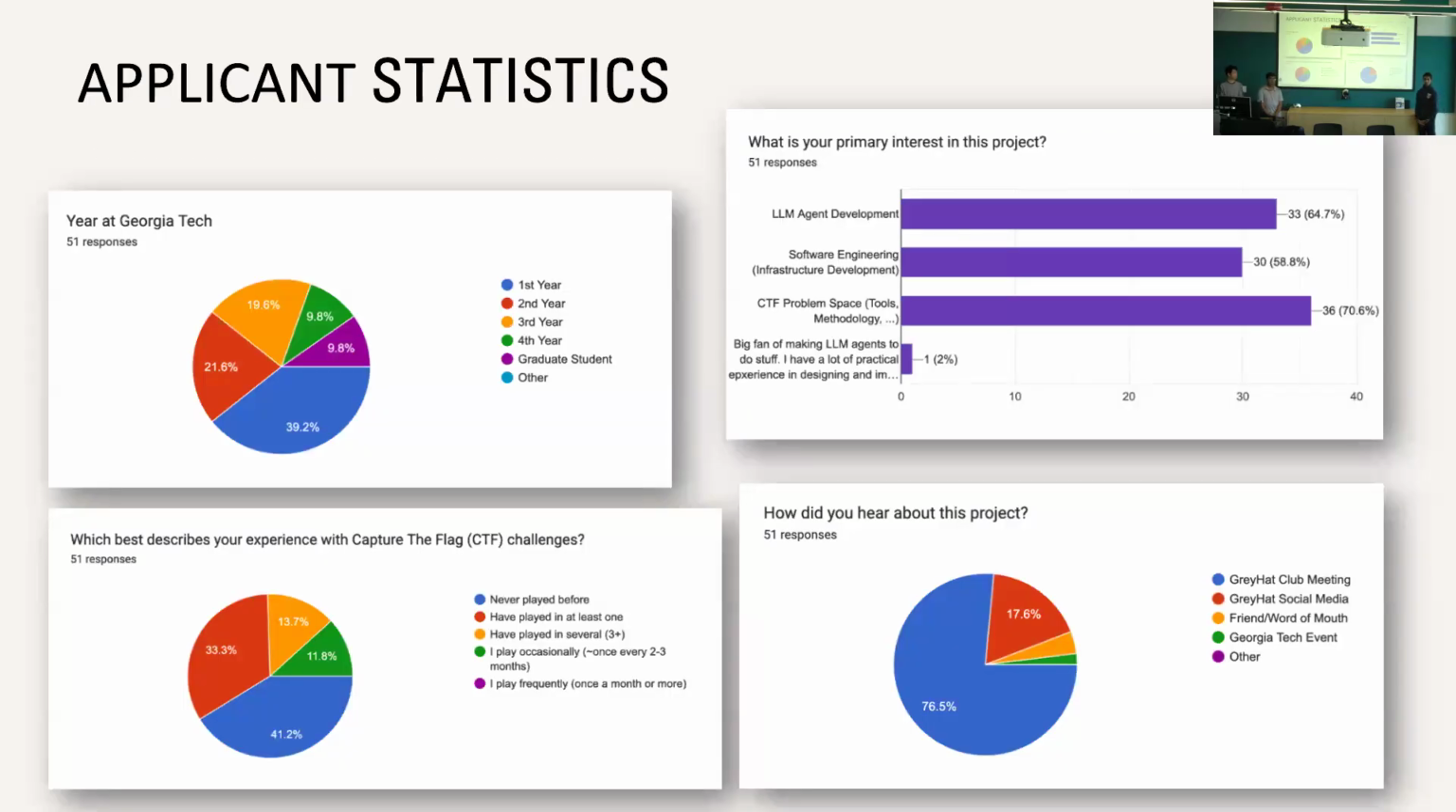Just some statistics about people who applied. The greatest proportion of students that applied for the project were first years, though we did have a good mix across graduates and other undergraduate years as well. People across the board were interested in multiple different parts of the project, from the LLM agent development to CTF methodology to software engineering. A good chunk of people actually didn't have CTF experience coming into this project, but provided that they had sufficient other project or software engineering experience, we okayed them to work with us. And with regards to how people heard about the project, most people heard about it through our regular weekly meetings.